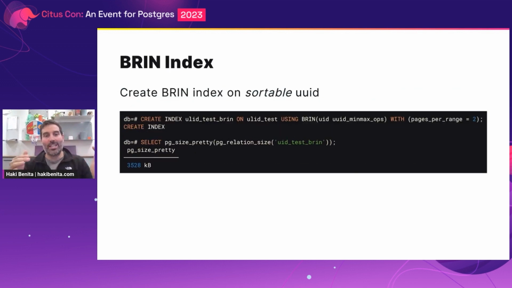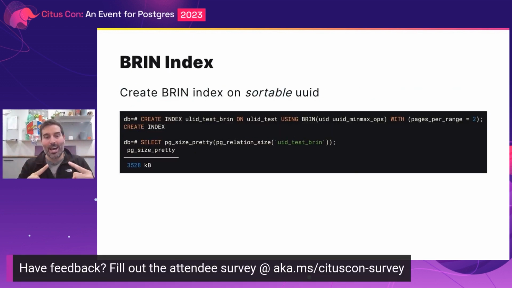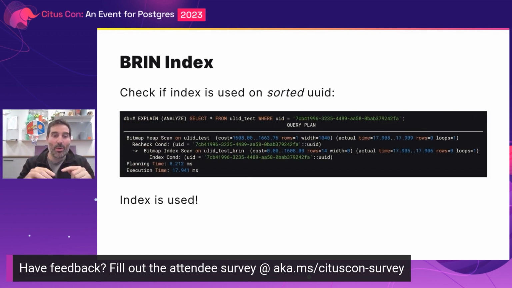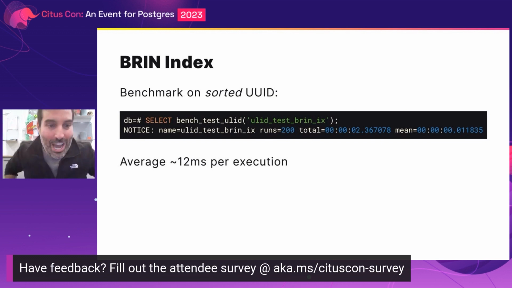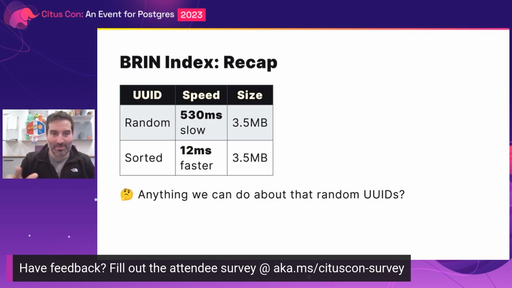This is very meaningful when we are talking about indexing. So just to illustrate, let's create a BRIN index, but this time on the ULID, the sortable UUID, and see how it performs in our benchmark. First, we can see that it's used, and if we execute the benchmark, we now get a significantly improved timing: 12 milliseconds per execution. That's a huge leap. The random UUID with the min-max ops got us 530 milliseconds, and on the sorted UUID, we got 12 milliseconds.